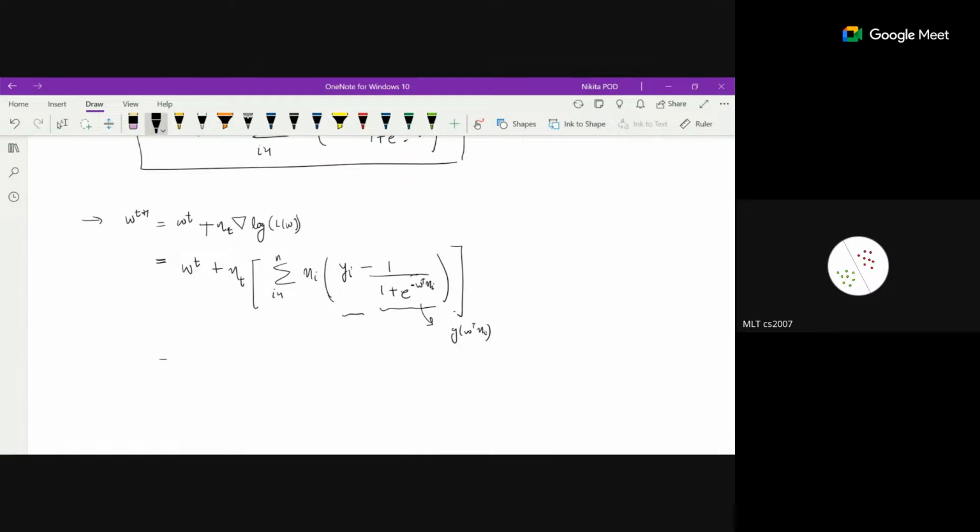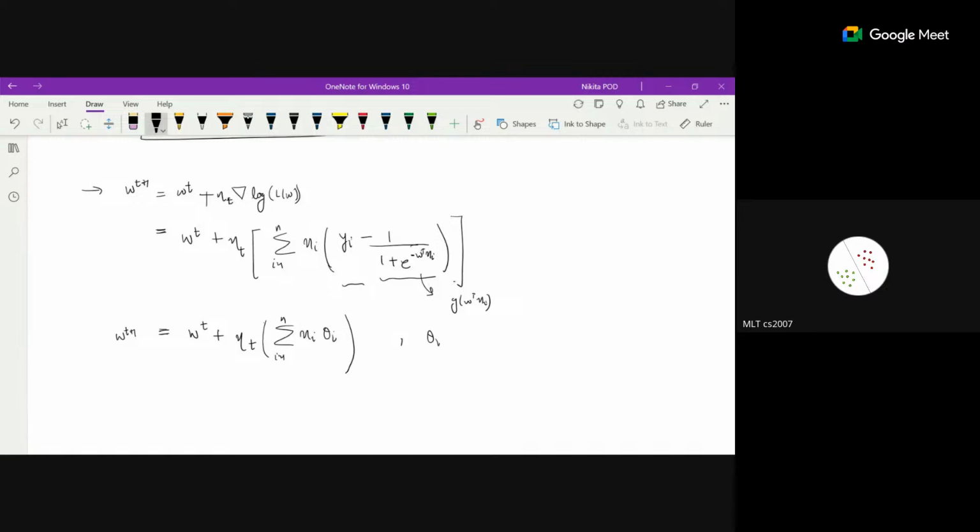So instead, we can write W(t+1) to be W(t) plus eta t times the sum over Xi theta i, where i is varying from 1 to n, where theta i is some scalar. Here the W which we use to calculate this summation term is W(t), right?